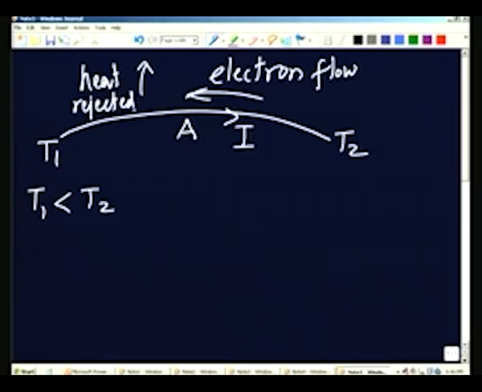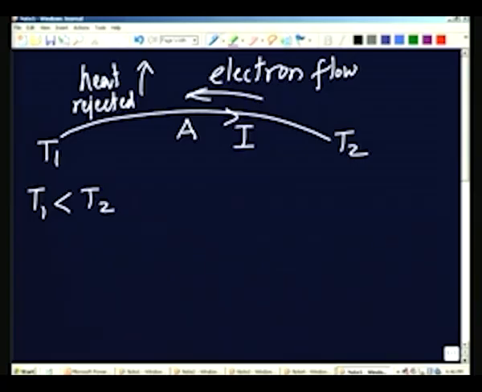Okay. When the electrons move from a region of higher temperature to a region of lower temperature in a homogeneous conducting material, heat is rejected, whereas heat will be absorbed if the electrons are moving from the lower to the higher temperature side. The same amount of heat will be either rejected or absorbed depending on the direction of the electron flow. Of course, the electron flow direction is exactly opposite the direction of the current.